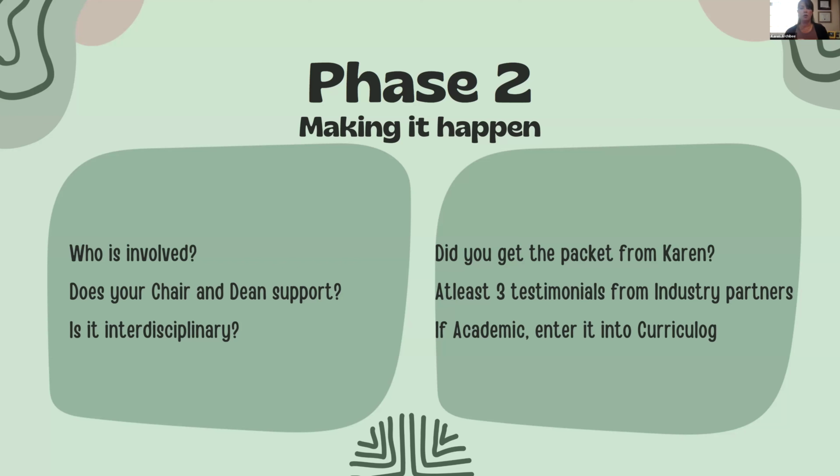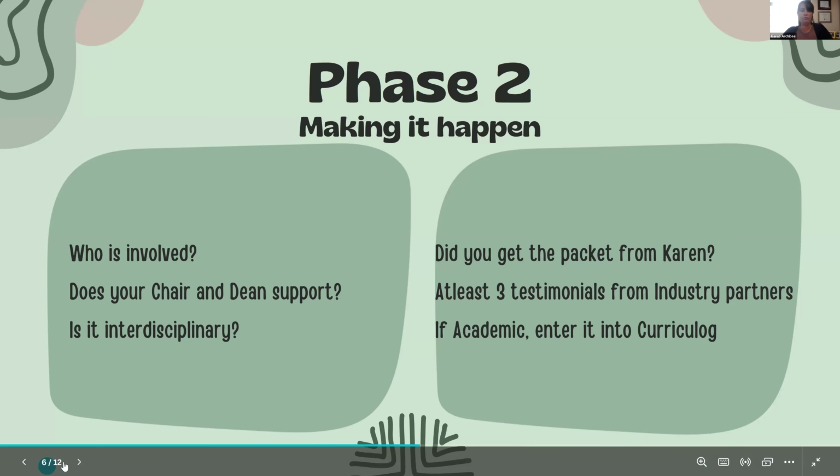And then the big question: did you get the packet from me? Have we met? Have we done all that brainstorming? We should be working closely together about this and staying in touch. The big piece is that I need to be in the know when it comes to the development of this. So you need the 3 testimonials from your industry partner. And if you want to make it an academic micro-credential, which would really focus on our current students, you want to enter that information into Curriculog. If it's non-credit, it would be a little bit of a different governance, like I mentioned, but we would help you through that.